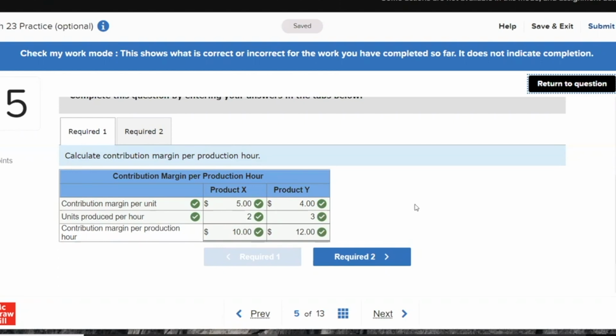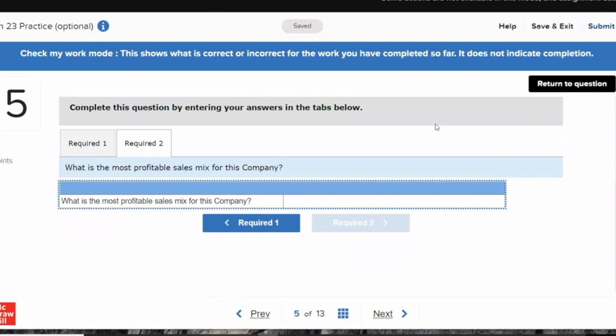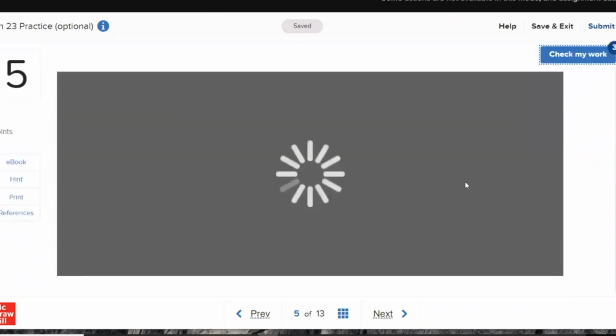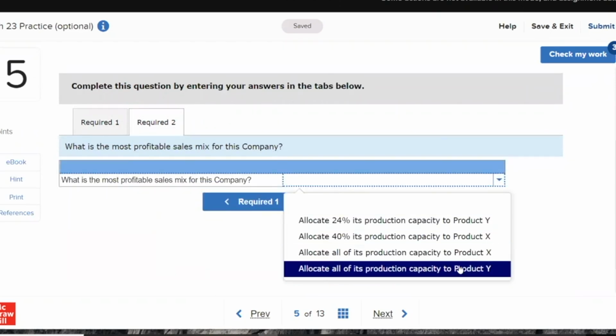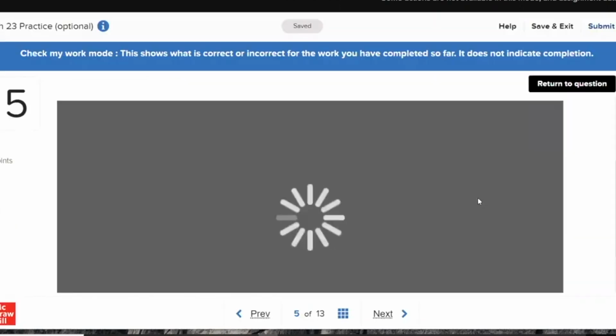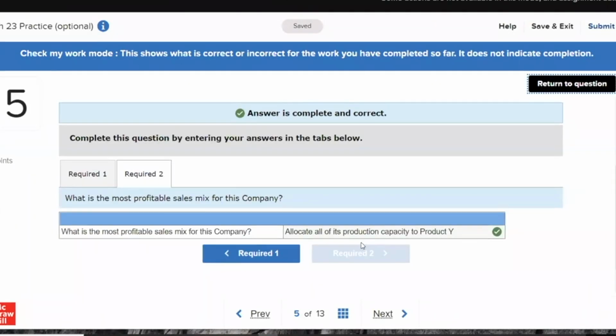Would we lose customers? I don't know, maybe, right? Because some customers might want product X. And if we don't sell it, they'll go to somebody else, right? We'll lose customers. So I don't know if we should eliminate product X, but we should definitely focus on product Y because it makes more bang for our buck. What's the most profitable sales mix? I don't know. Just make Y? Y is definitely the more profitable, so we should just do Y.